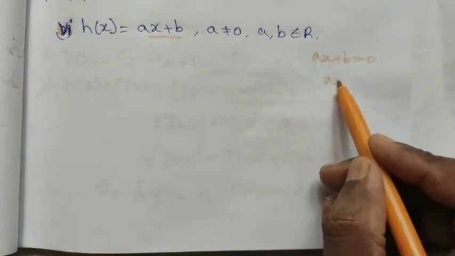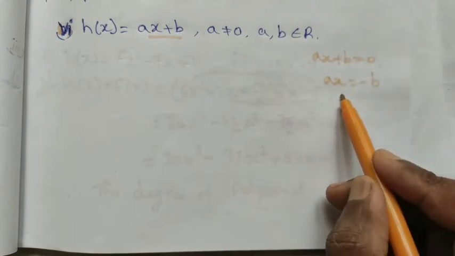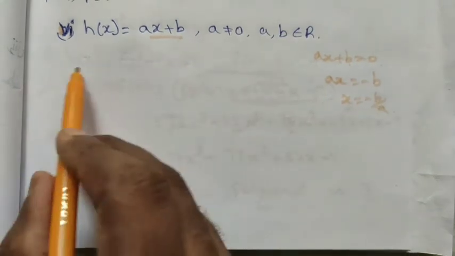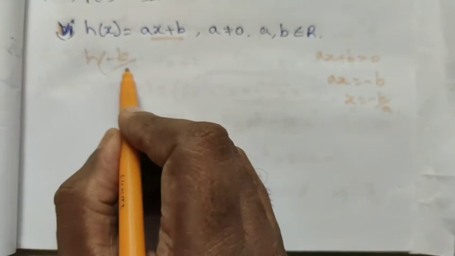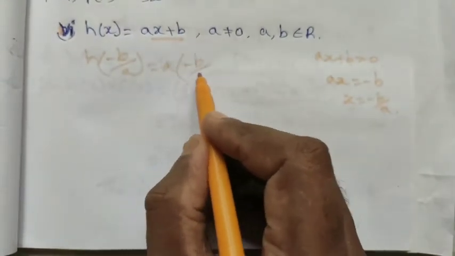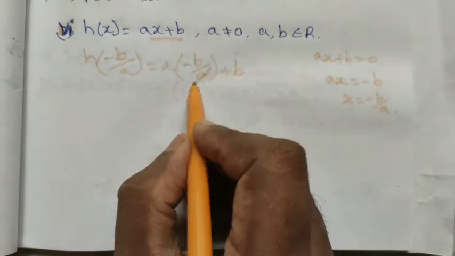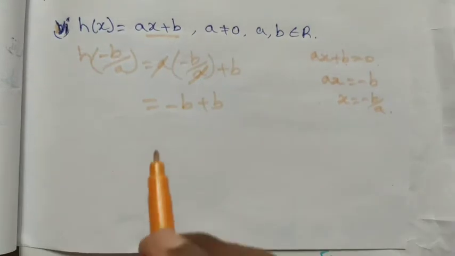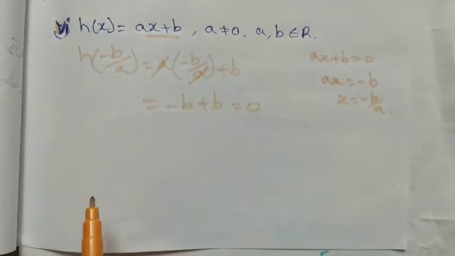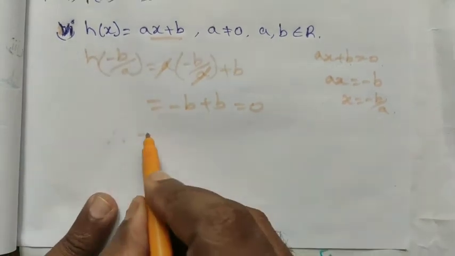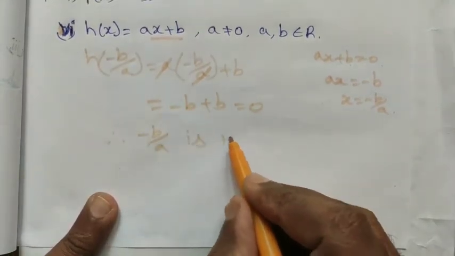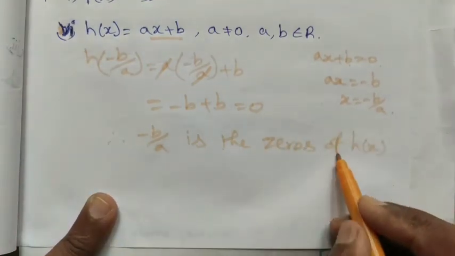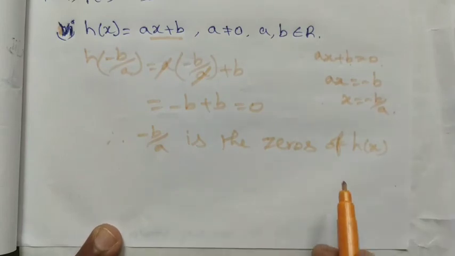Here ax is equal to minus b. I take this b to the other side, and then x is equal to minus b by a. So in the place of x we apply minus b by a, the polynomial becomes 0. So h of minus b by a is equal to a into minus b by a plus b. Here a is cancelled, equal to minus b plus b. So minus b plus b becomes 0. Therefore minus b by a is the zero of the polynomial h of x.